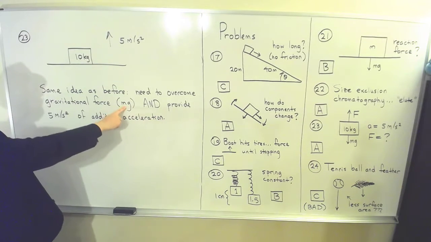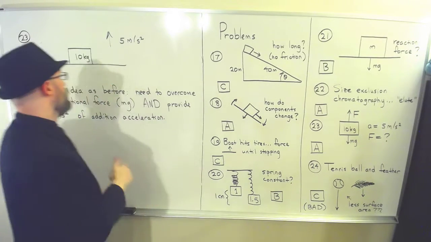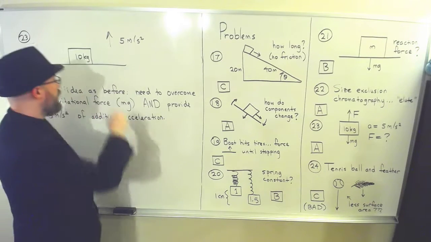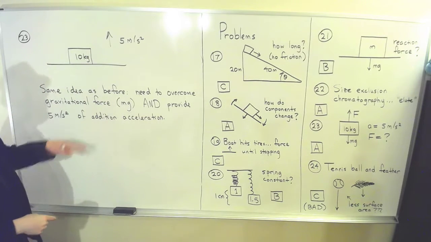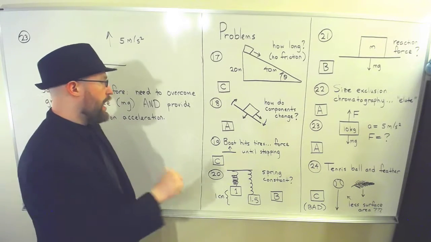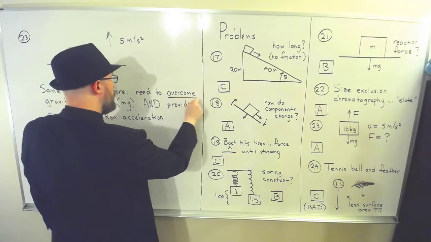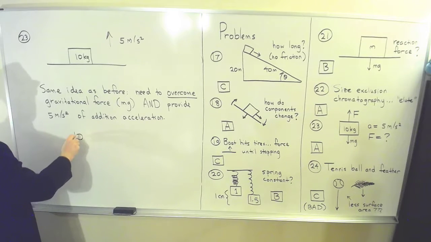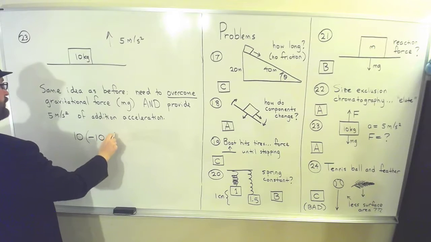Because if you just apply enough force to cancel out the mg, that would just make it sit there. It would be like you're just about to lift it up, but it isn't quite lifting off the plane yet. Whereas if you apply some additional force, then it will start to accelerate upward. How much force do you have to apply? To overcome the gravitational force of mg, the m is 10, and g is minus 10 meters per second squared.